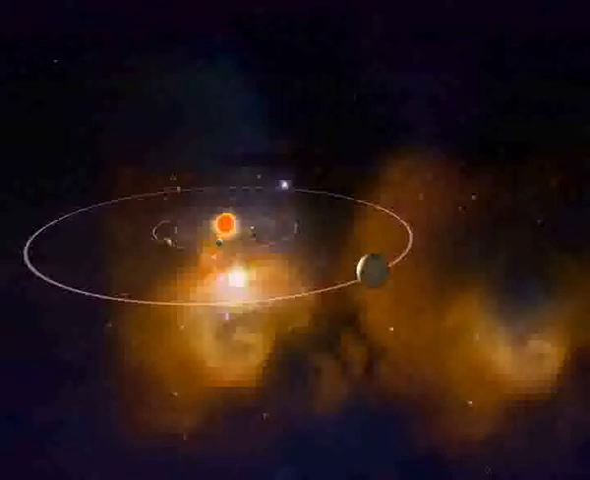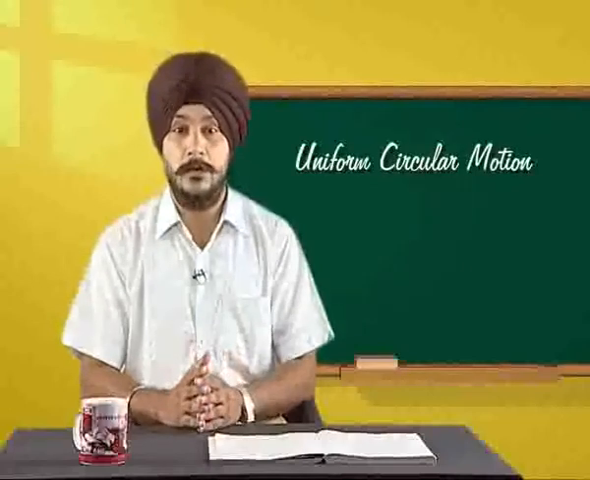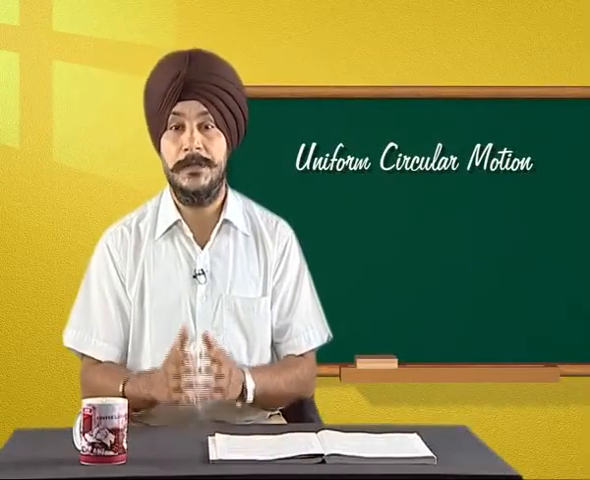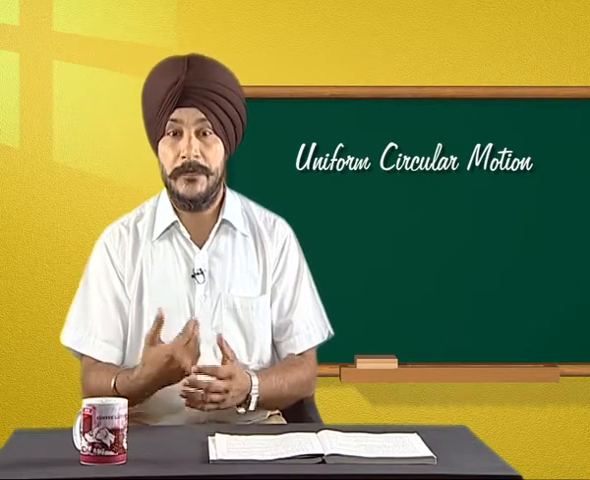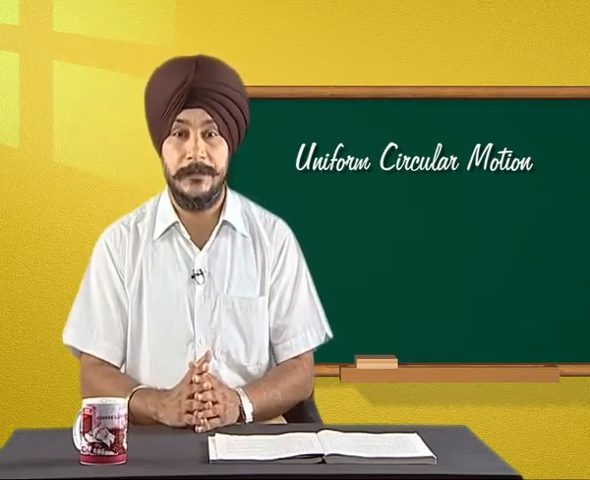The planets moving around the Sun in their orbit exhibit uniform circular motion, such that there is a constant change of direction. Children, welcome to today's lesson, Uniform Circular Motion. Today, we shall find out all about uniform circular motion. But first, let me share the learning objectives for today's lesson.